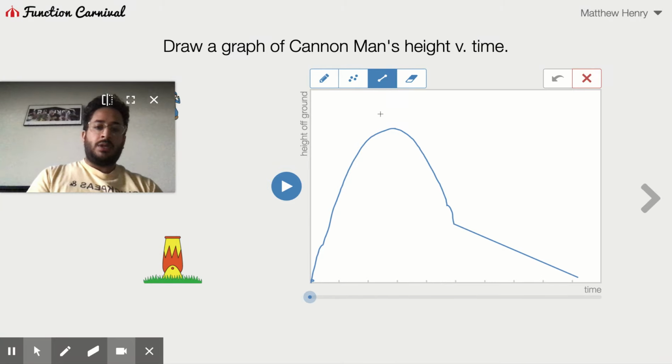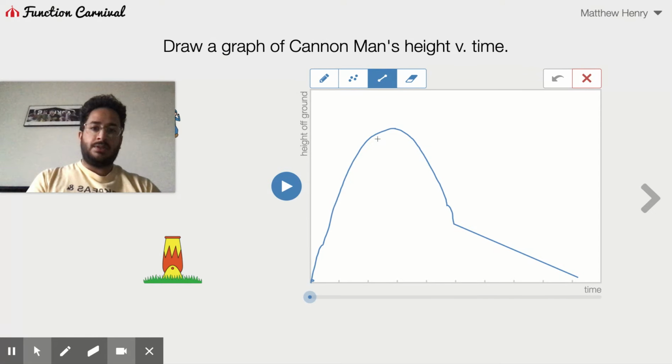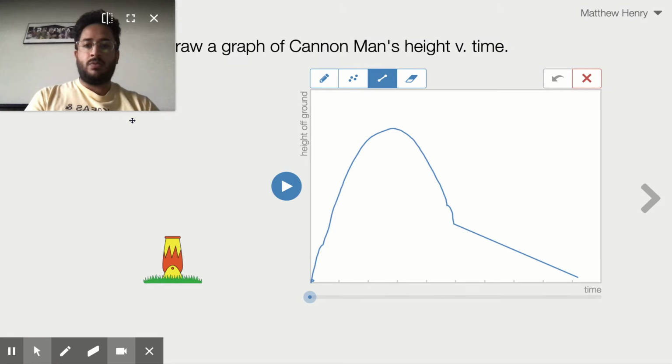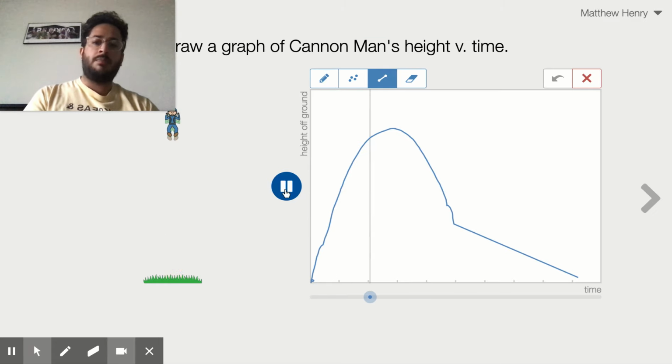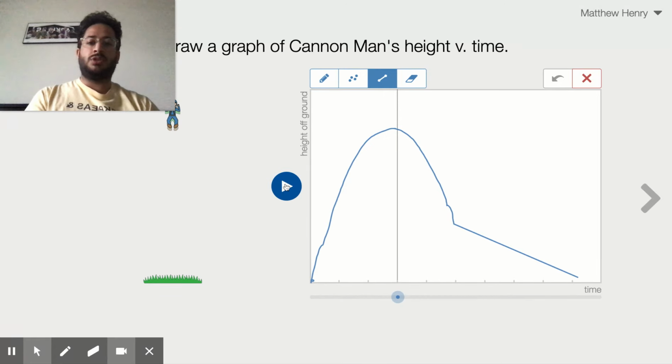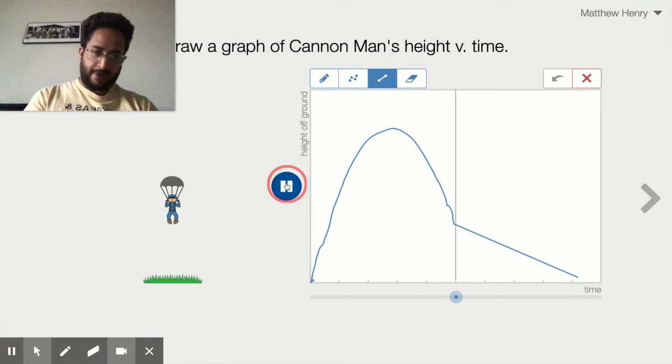So we can see there are basically two parts to the graph. The first part of the graph is curved, and then the second part of the graph is straight. And so if we think about what that actually is representing, we notice that in the first part, when he's shot out of the cannon, he comes out of the cannon pretty quickly, but then he slows down, right? And he slows down just as he hits the top. He starts falling, but as he's falling, he's getting faster and faster up until the point where he deploys a parachute.